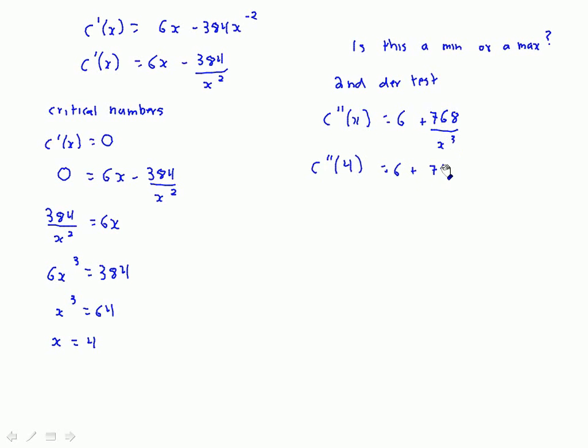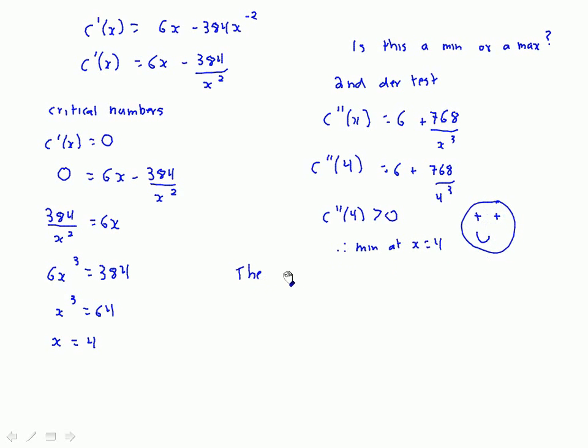So 768 over 4 cubed. C double prime at 4 is greater than 0. So we're positive, big ol' smile. And then this is going to minimize the cost. So therefore, minimum at x equal 4.